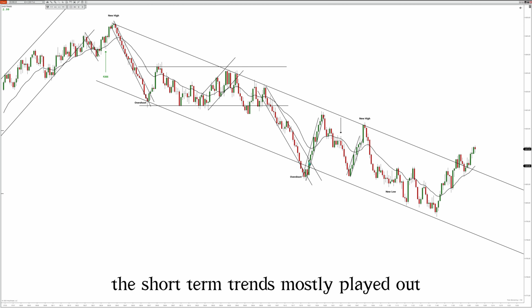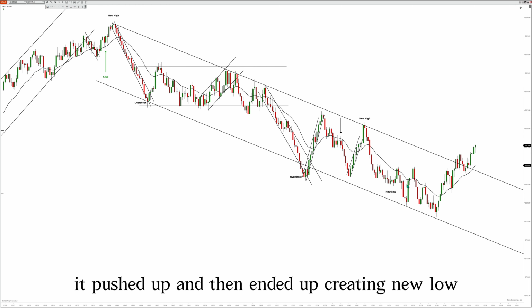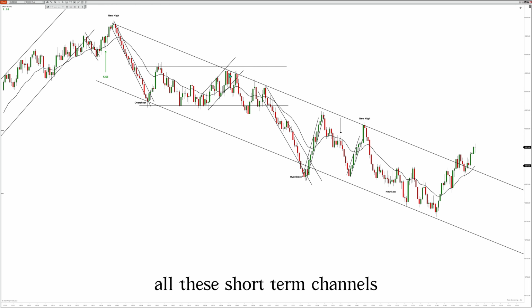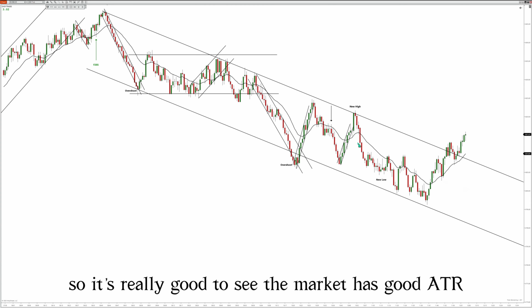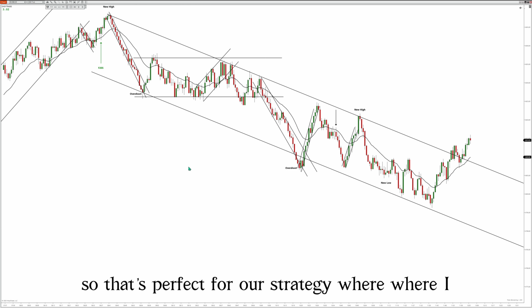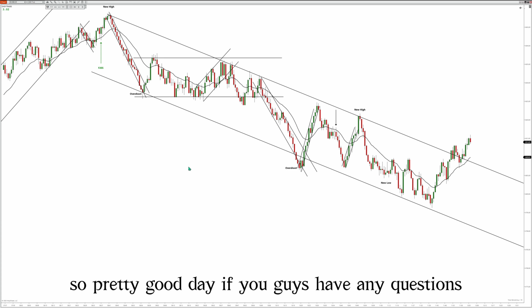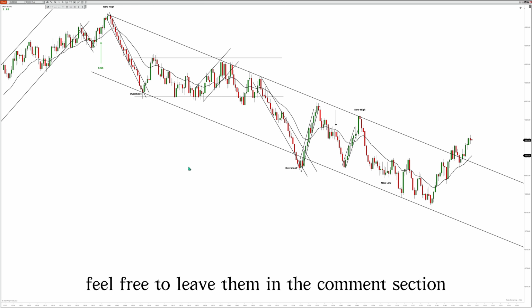The short-term trends mostly played out. If they got overshoot, it pushed up and then ended up creating new low. All these short-term channels pretty much created new extremes. So it's really good to see the market has good ATR. It was 3 pretty much all day, so that's perfect for our strategy where I'm risking 8 ticks every trade. So pretty good day.